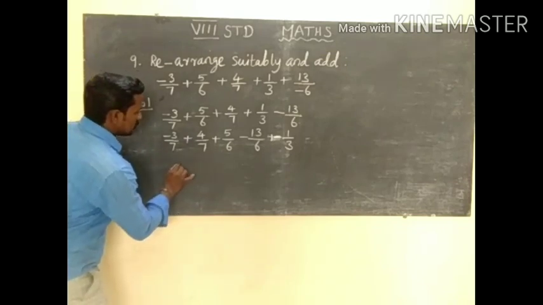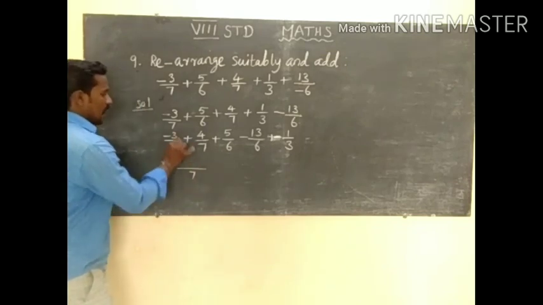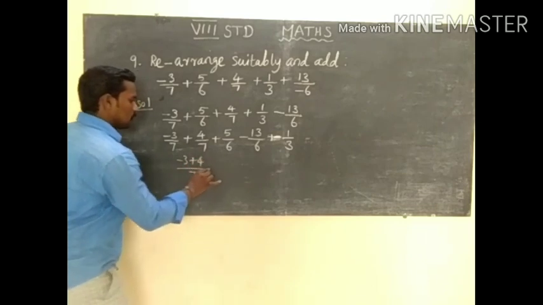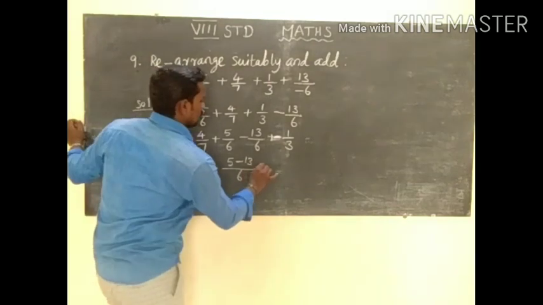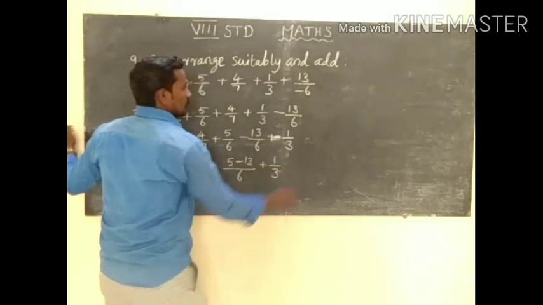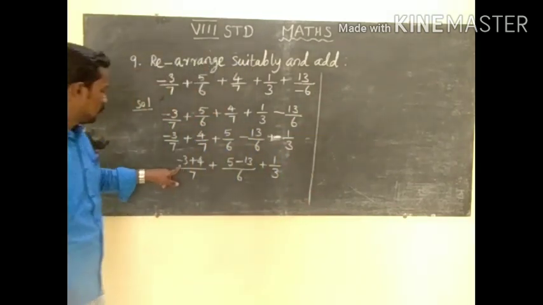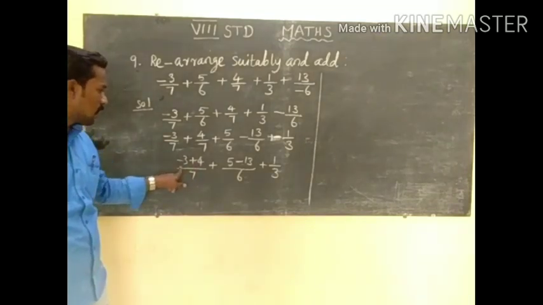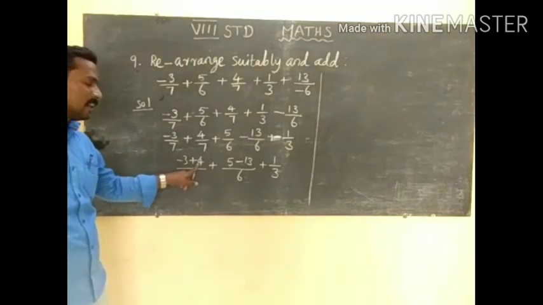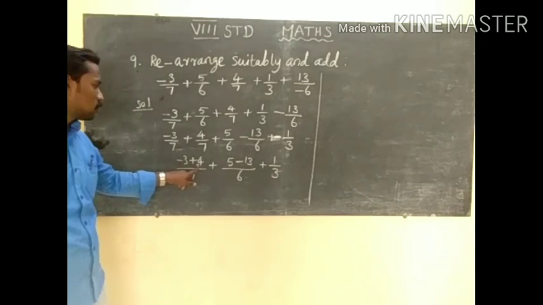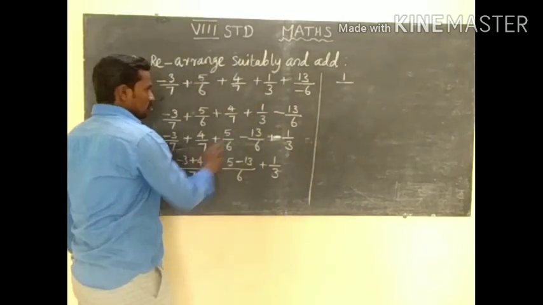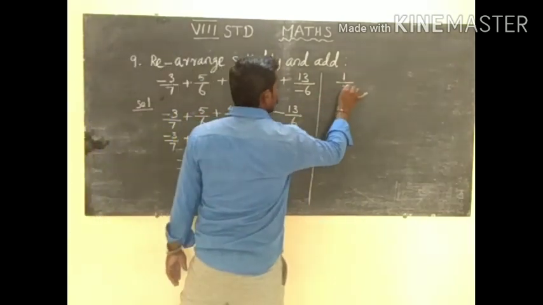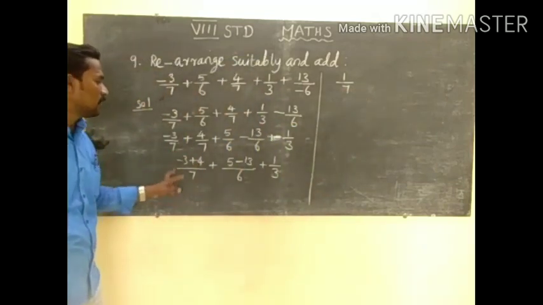So this has the denominator 7 with minus 3 plus 4, this is for 6 with 5 minus 13, plus 1 by 3. In minus 3 plus 4 we have different signs, so we subtract the smaller number from the greater number. 4 is the greater one, so 4 minus 3 is 1. The greater number's sign is plus, so plus 1 by 7. Have you understood the simplification?